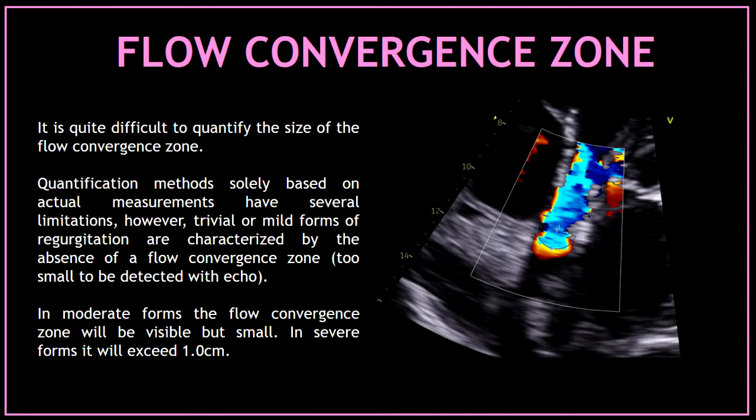It is quite difficult to quantify the size of the flow convergence zone. Quantification methods solely based on actual measurements have several limitations. However, trivial or mild forms of regurgitation are characterized by the absence of a flow convergence zone because they are too small to be detected with echo. In moderate forms, the flow convergence zone will be visible but small. In severe forms, it will exceed 1.0 centimeters.